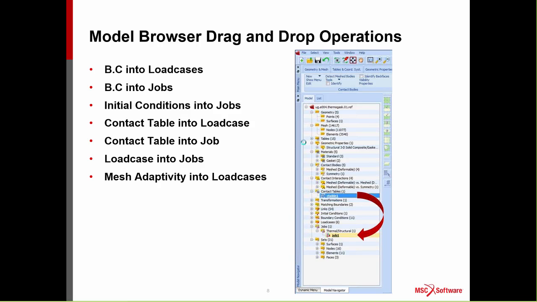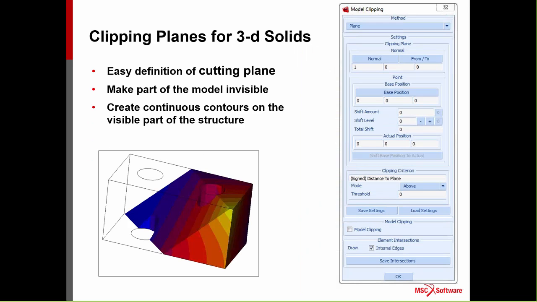And there are a lot of things that we can do that way, whether it's the boundary conditions I mentioned previously, or a contact table into a load case or job, or adding a mesh adaptivity in load cases as well. Another really powerful capability is clipping planes.